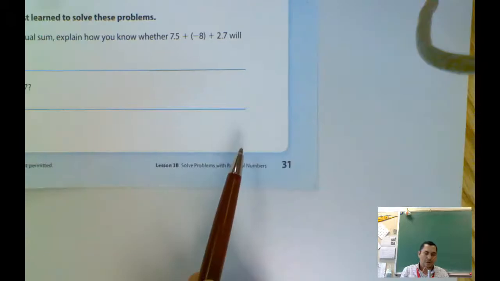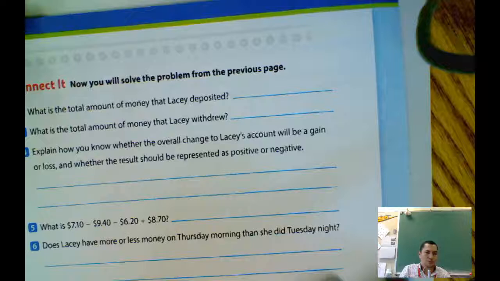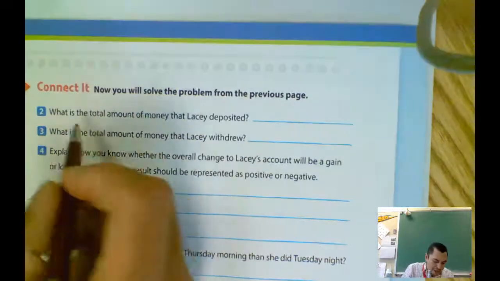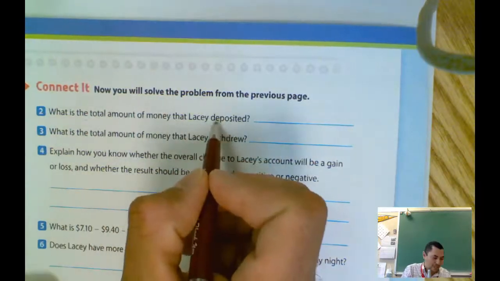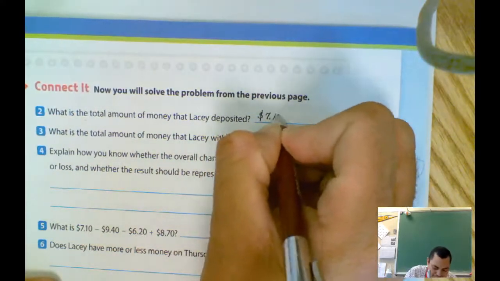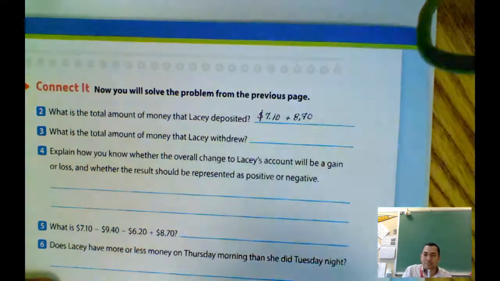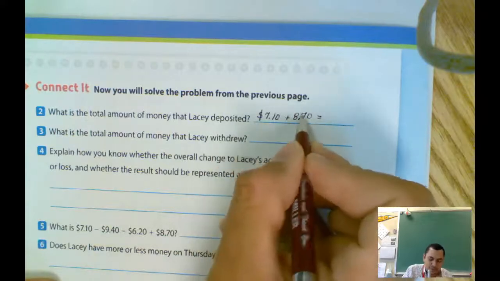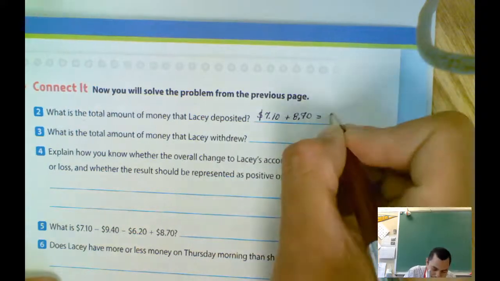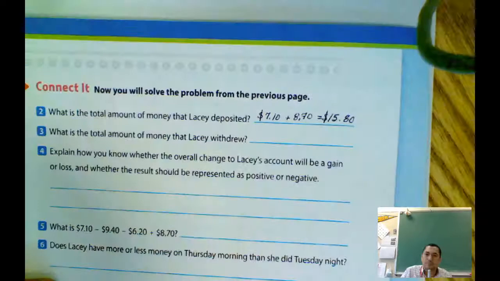So we move to page number 31. Page 31 of your instruction book. So now you will solve the problem from the previous page. What is the total amount of money that Lacey deposited? So we are going to add all the positive numbers. So for example, she got $7.10 plus $8.70. That's what she deposited. So if you add these two, 7 plus 8, 15, and 10 plus 70 is $15.80. Okay, done with that.